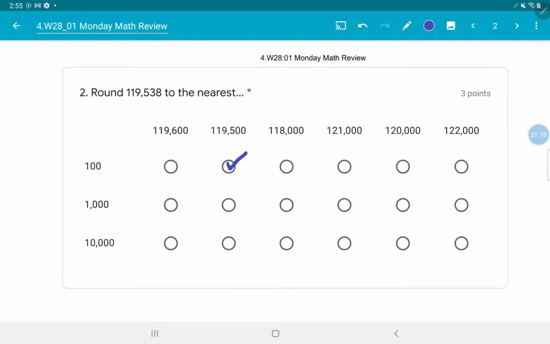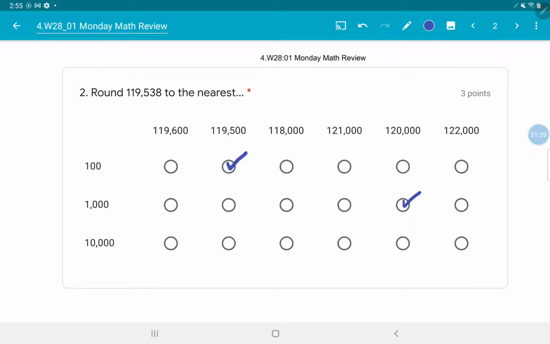What would 119,538 round to the nearest thousand? That 9's going to go up to 10,000, which will make it 120,000. Okay.